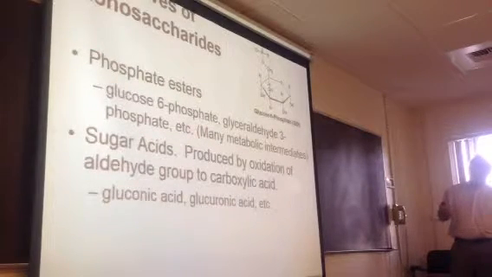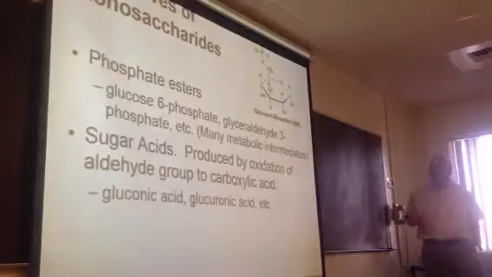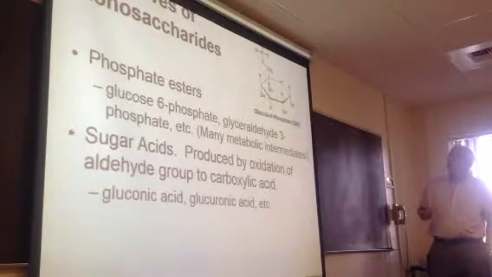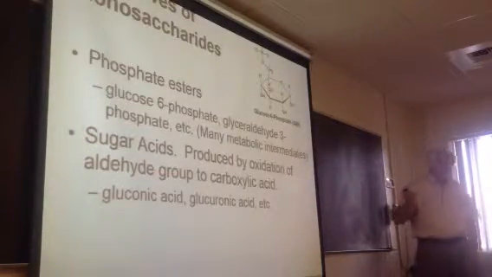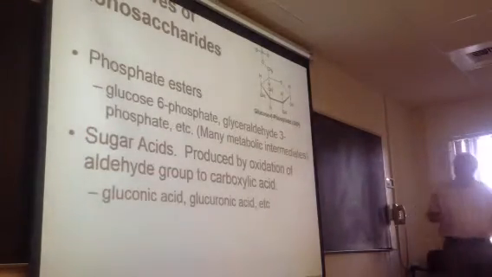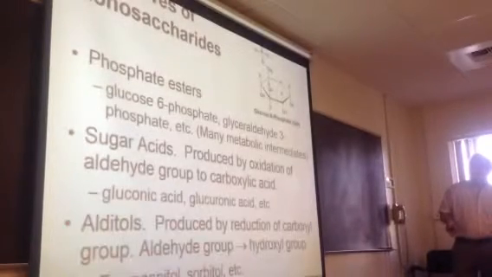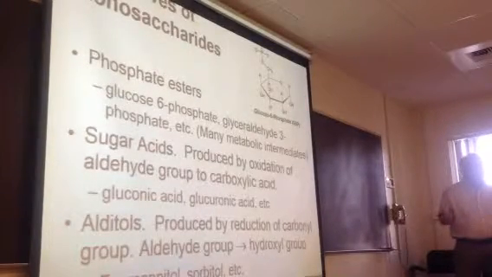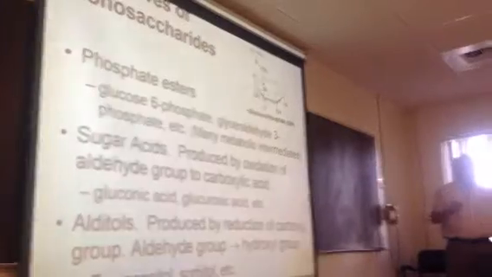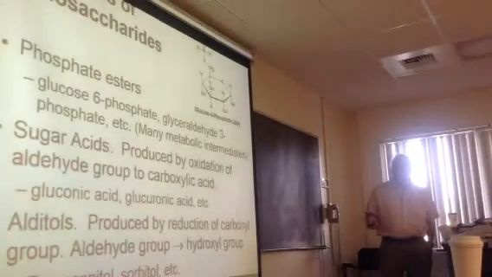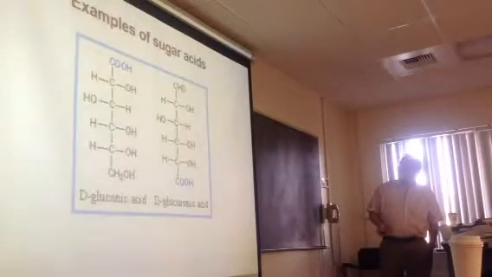Another way you can have derivatives of monosaccharides is to oxidize the aldehyde group, like that aldehyde at number 1 of glucose. You can oxidize it to carboxylic acid. You get sugar acids, as they're known. We'll see some structures in the next slide. And you can also reduce the aldehyde function to an alcohol. And that's where you get sugar alcohols like sorbitol and mannitol.